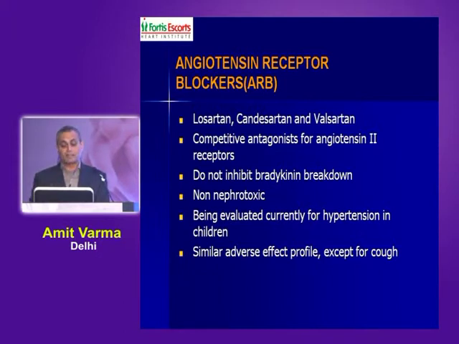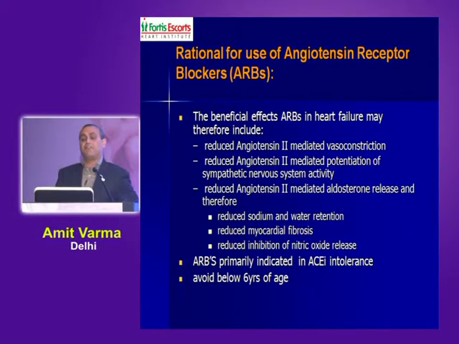The way they work is that they are competitive antagonists. They do not inhibit bradykinin breakdown. Very important for us, they're non-nephrotoxic. Currently, there are 2 trials going on which are evaluating them for hypertension in children. The beneficial effects of ARBs in heart failure include a host of things, but what's very important for the patient population that we are talking about today is that it reduces angiotensin II-mediated vasoconstriction. It reduces the potentiation of sympathetic nervous system activity. It reduces sodium and water retention. It reduces myocardial fibrosis, and most importantly, there is inhibition of nitric oxide release.